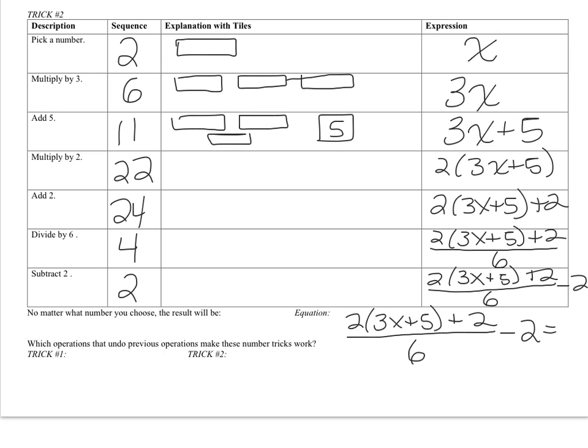Then you multiply your result by 2. When you multiply that whole thing by 2, your 3 x's now turn into 6 x's. So I'm going to draw 6 x's. And then, how many ones do I have if I multiply 5 by 2? That's 10. All right, so now I have 6 x's and a 10.